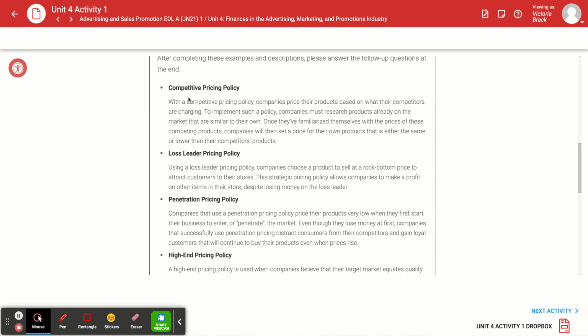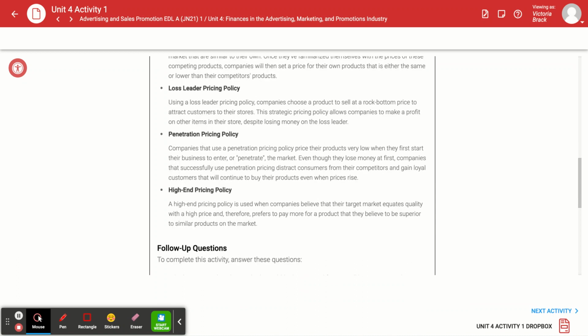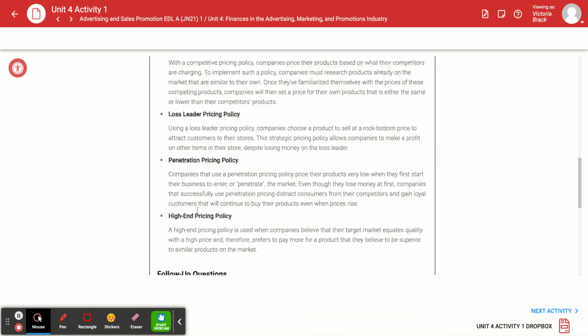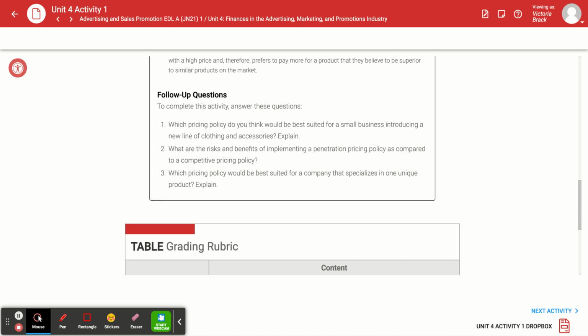Again, here you have competitive pricing policy, loss leader pricing policy, penetration pricing policy, and the high end pricing policy. So, there are four policies that you will need to choose a company that you think uses that policy and describe how that company does that, what they sell, what they stand for.